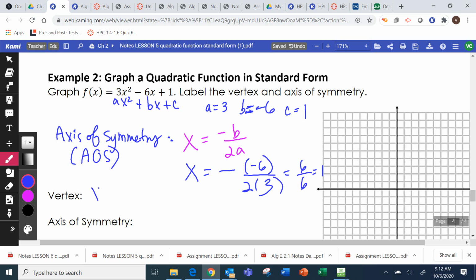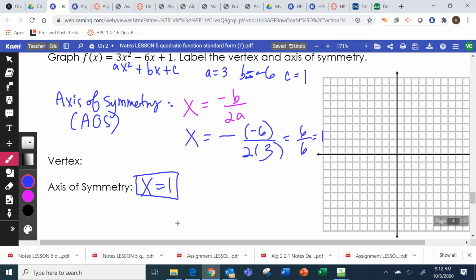My vertex is x equals, that is not my vertex. That's my axis of symmetry. Sorry. X equals 1. That is my axis of symmetry at x equals 1. So I'm going to go over to my graph, and I'm going to find where x equals 1, and I'm going to graph a vertical line up and down. That is my axis of symmetry. My parabola will be centered on this line somewhere. So now we got to find our vertex.